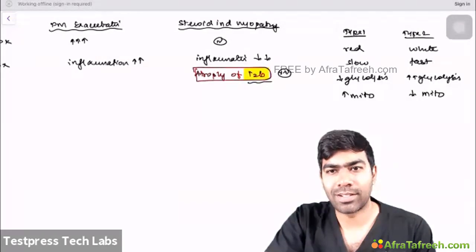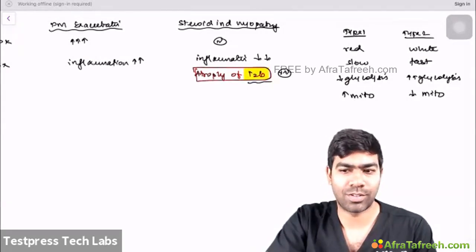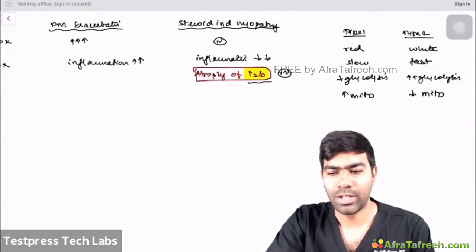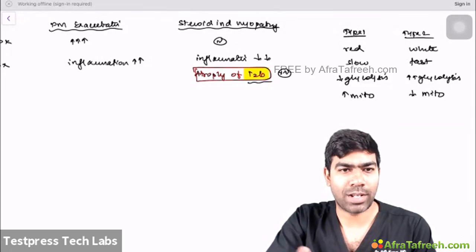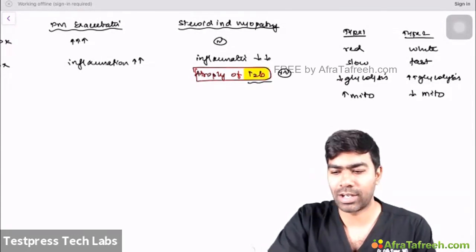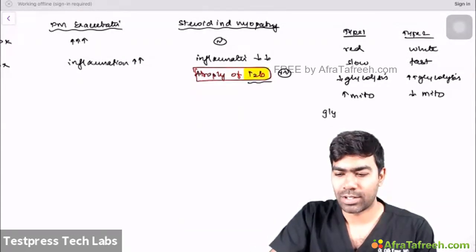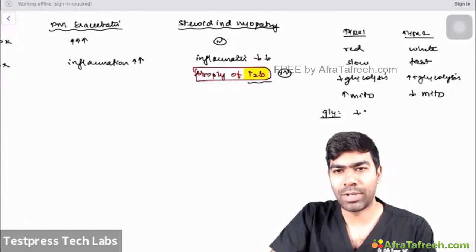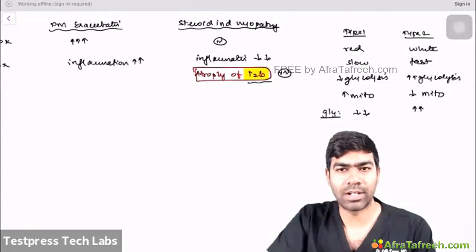Riju is thinking that it's simple, so he wasn't answering. So you need to answer. Okay, now I'm going to ask one question to Riju, because Riju is saying it's simple. What will be the glycogen concentration?